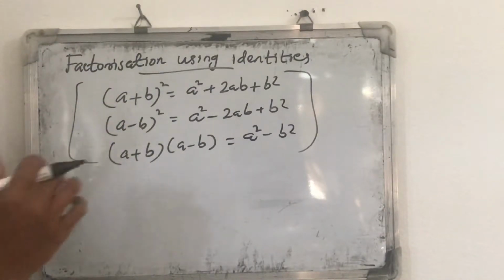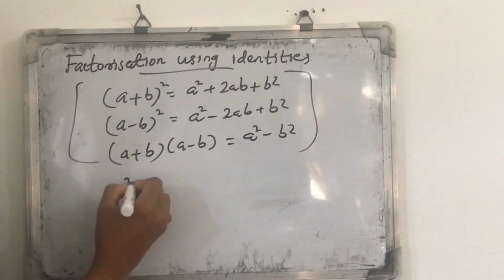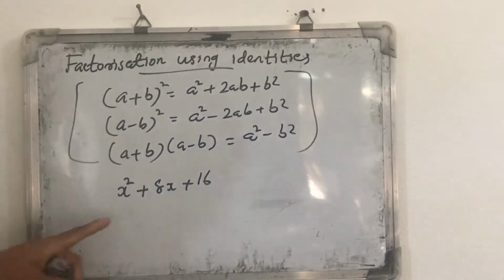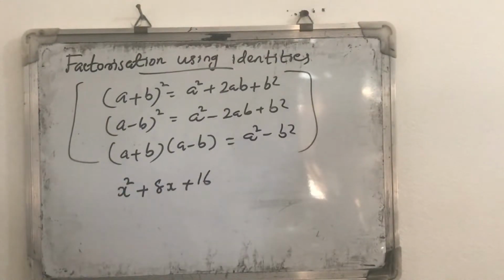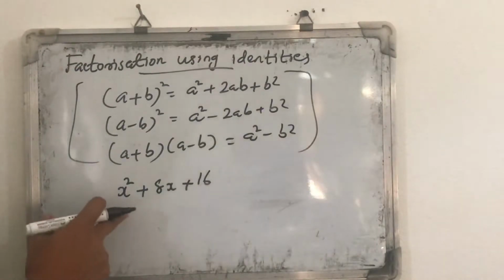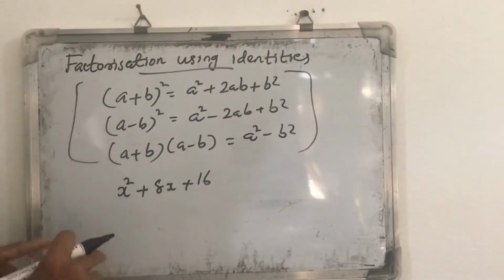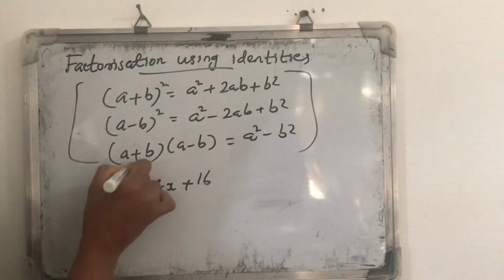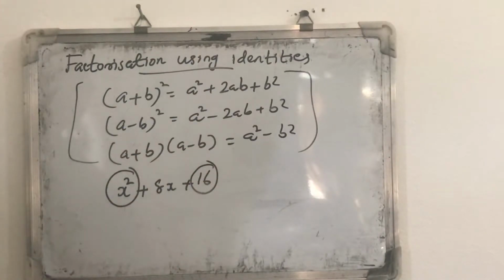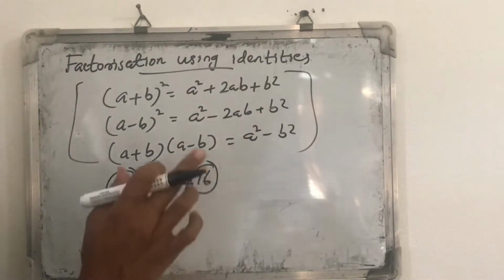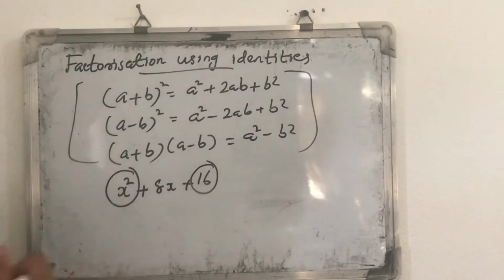Suppose an expression is given: x square plus 8x plus 16. Now we observe this algebraic expression. We can see it has three terms. We also want to check the first term and the third term. When we check them, those two terms are perfect squares. x square is the square of x, and 16 is the square of 4. So these two terms are perfect squares.